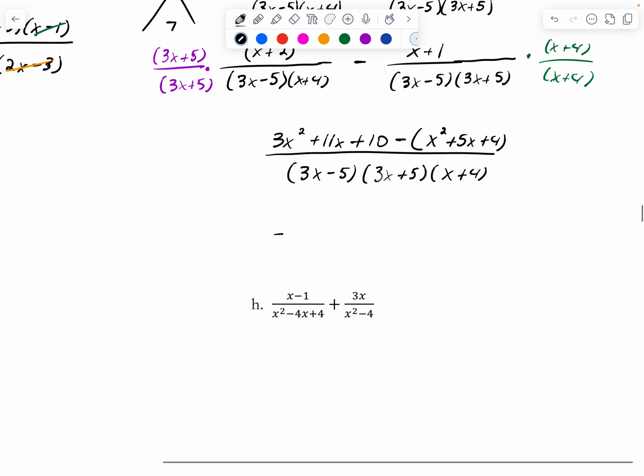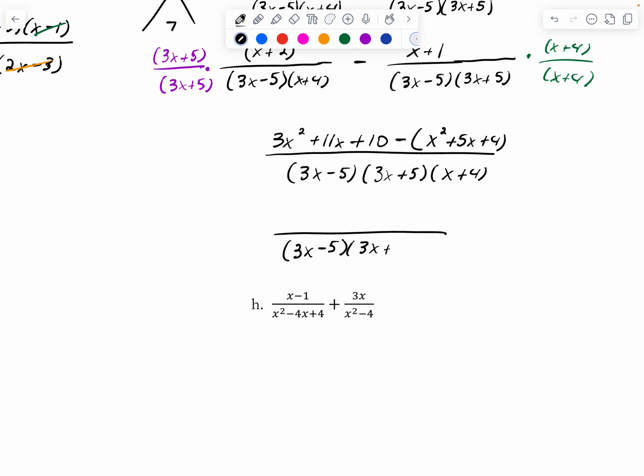If you need to change that to addition and then make all the signs the opposite, you can. I'm just going to do subtraction. It looks like all of the signs are positive, so it shouldn't be too difficult to just subtract the common terms. Again, there's my common denominator. So 3x squared minus x squared is 2x squared. 11x minus 5x is 6x. And 10 minus 4 is 6.